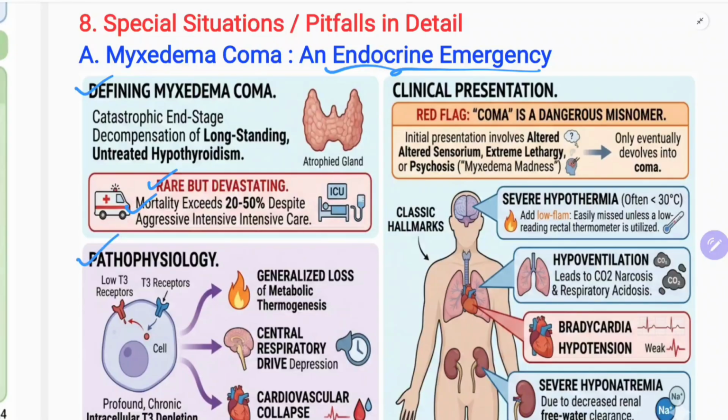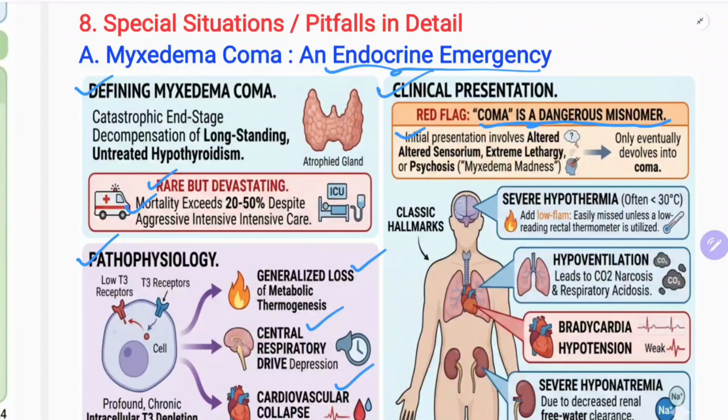What is the pathophysiology? There will be intracellular T3 depletion, generalized loss of metabolic thermogenesis, depression of central respiratory drive, and cardiovascular collapse. That's the pathology. What's the presentation? As I said initially, one is temperature and second is CNS manifestation. Coma is a dangerous misnomer actually.